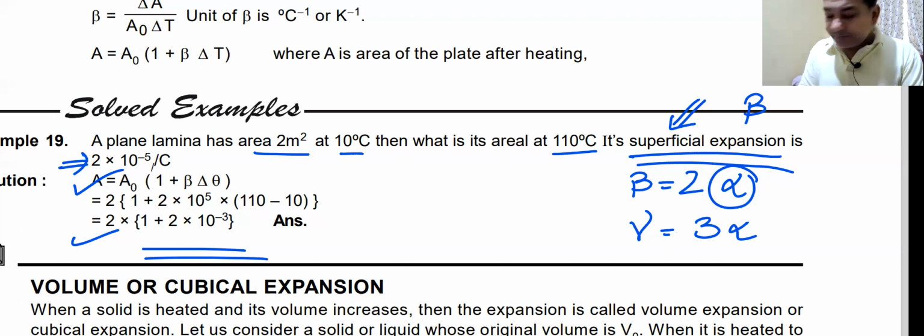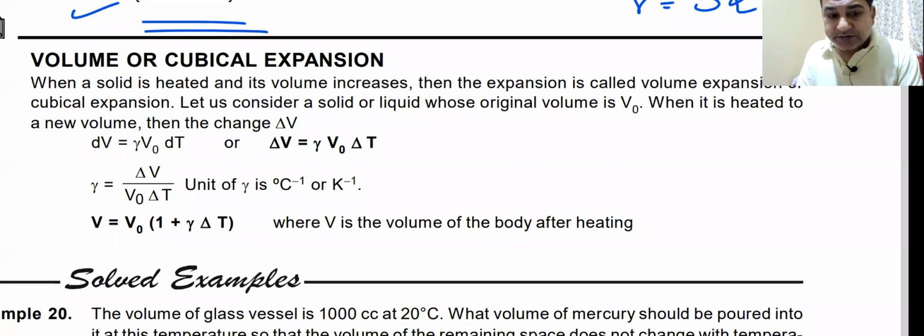Shall we move ahead? The third one is simply volume or cubical expansion. We have already seen the formula for this. I don't need to tell you that.